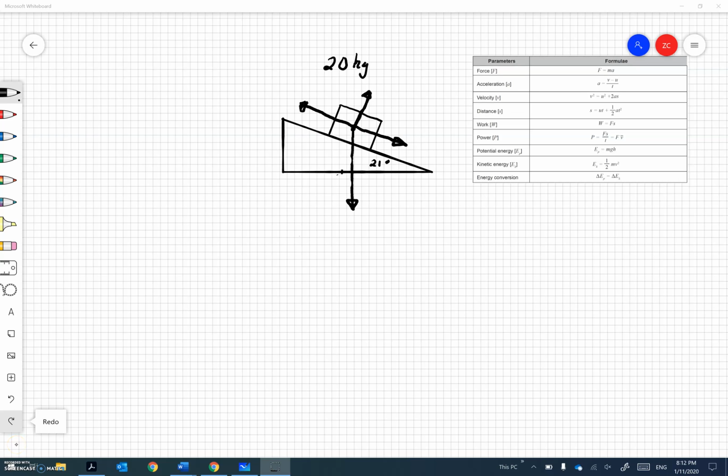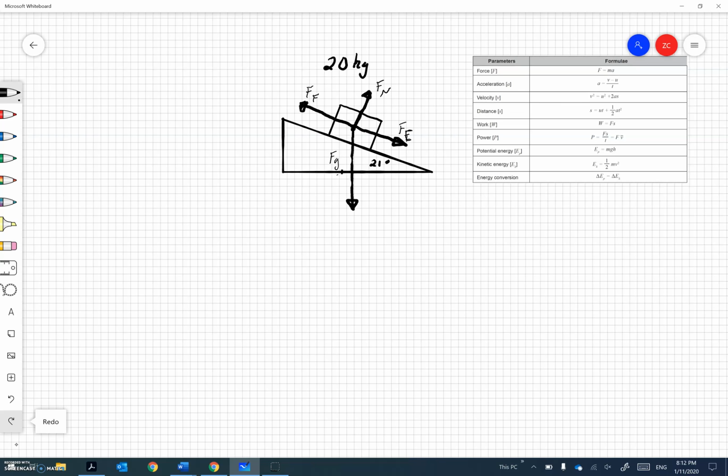Let's have a look at this dynamics problem, which involves a 20 kilogram box that's sliding down an incline. So let's label all the forces that we know. This one is force due to gravity. This one is force due to the effort. This is our normal force, and this is our frictional force.